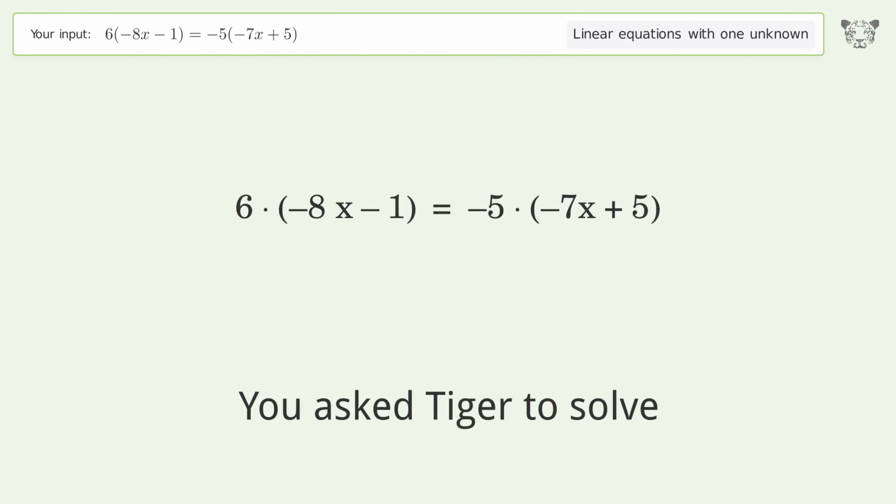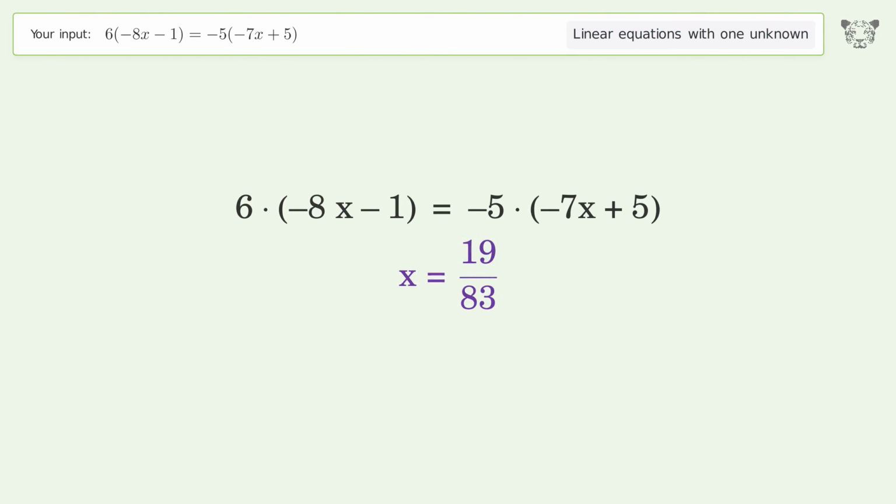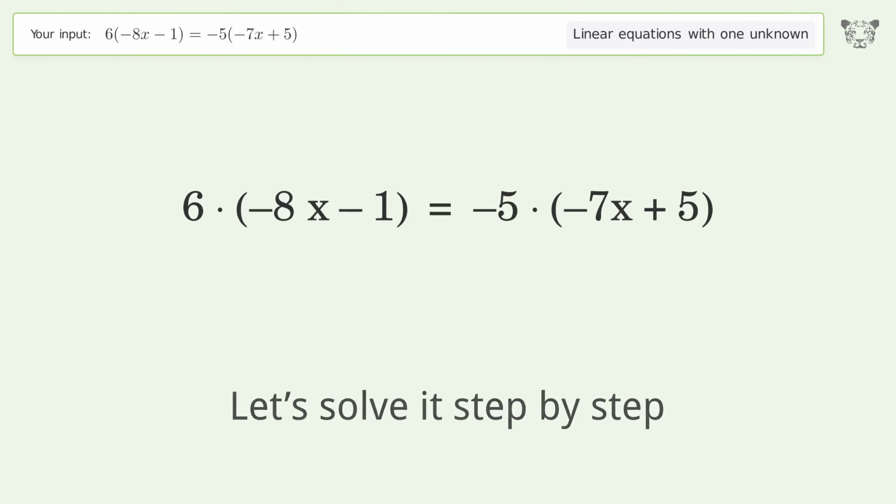You ask Tiger to solve. This deals with linear equations with one unknown. The final result is x equals 19/83. Let's solve it step by step.